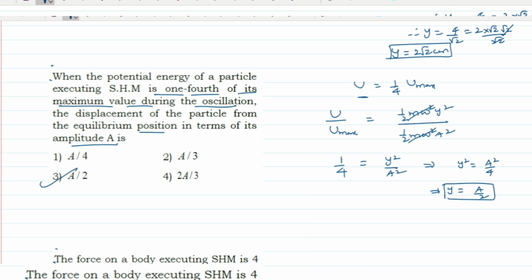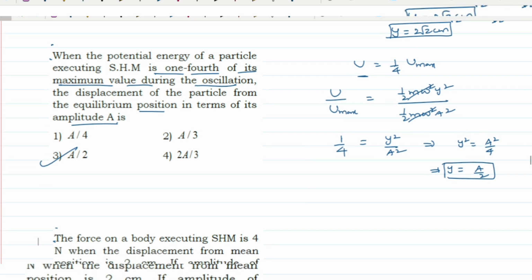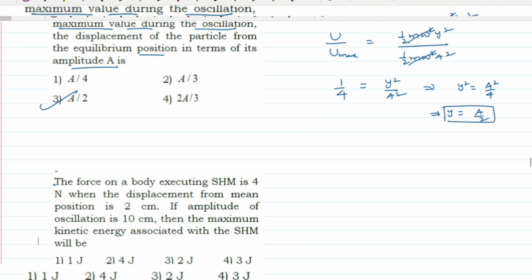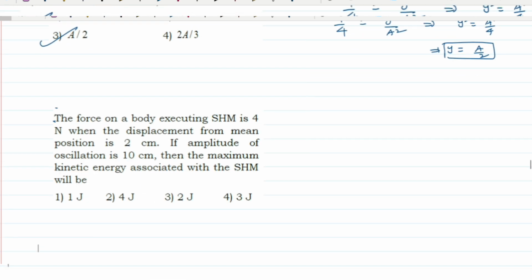So a by 2 is the correct answer. At this displacement, at this amplitude y equal to a by 2, the potential energy will be 1/4 of its maximum value. Let us see the next question.